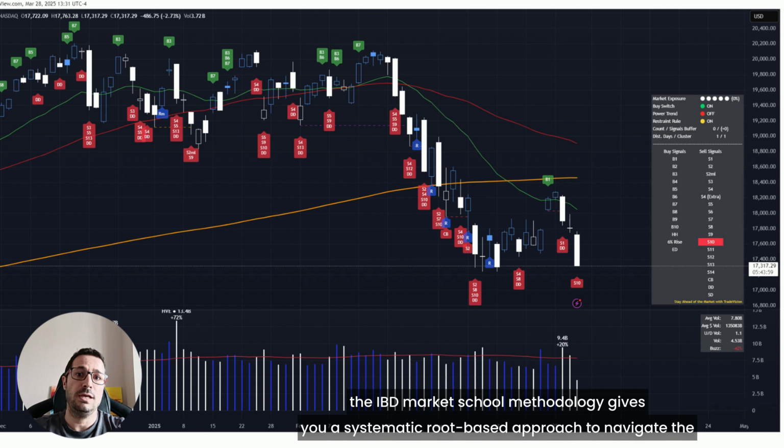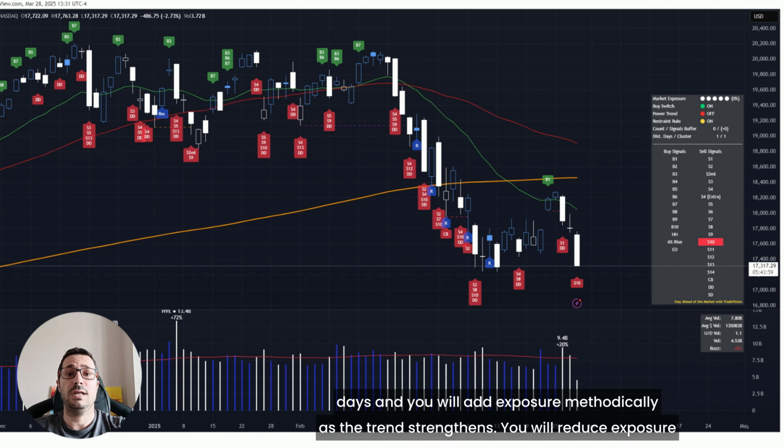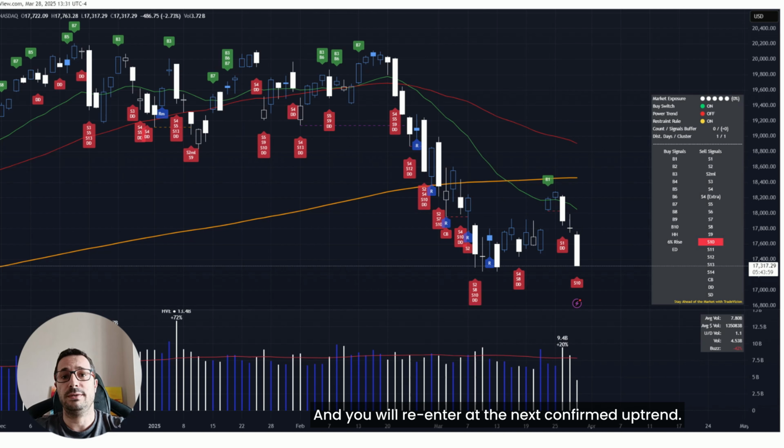In conclusion, the IBD Market School methodology gives you a systematic, rule-based approach to navigate the market. By following these signals, you will enter the market at the right time after a follow-through day, and you will add exposure methodically as the trend strengthens. You will reduce exposure when warning signs appear, and you will exit completely before major damage occurs. And you will re-enter at the next confirmed uptrend.